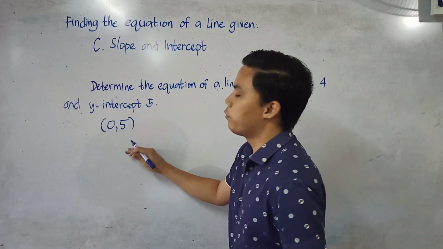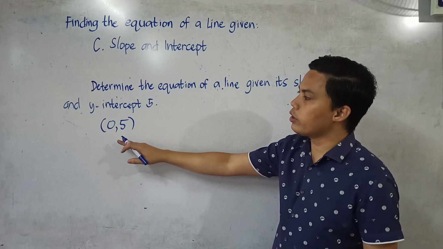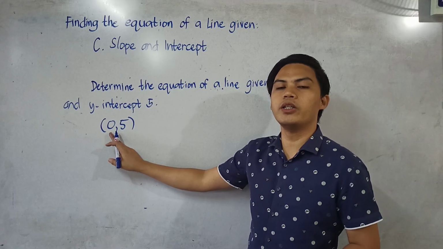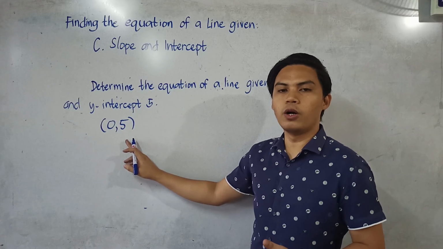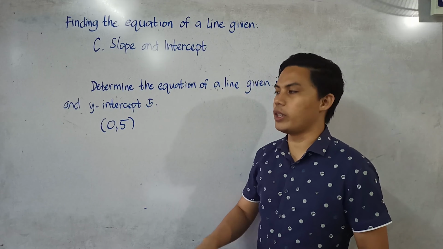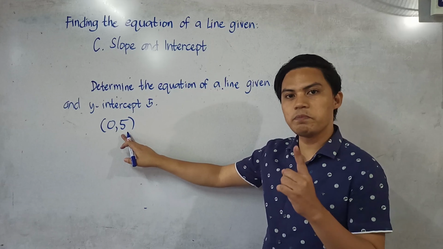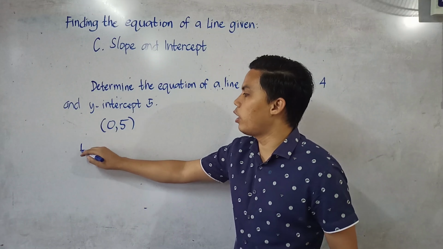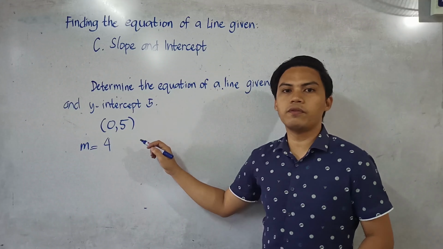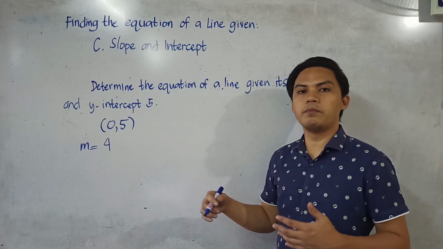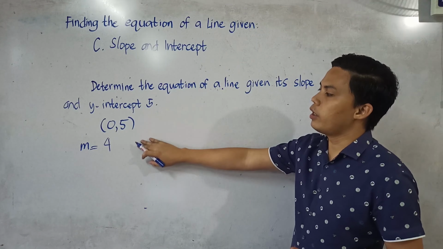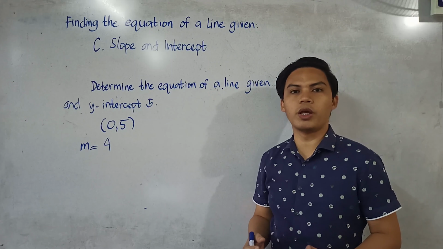0, 5. Okay? So pag y-intercept, all the time, yung x value niya would be 0. Pag x-intercept naman, yung y value niya would always be 0. So since y-intercept yung given, therefore the point is 0, 5. So we have one point which is 0, 5, and we also have a slope which is equal to 4. So this is quite familiar sa mga binigay ko na example kanina. So halos same lang siya ng given sa example or sa condition number 1 natin.